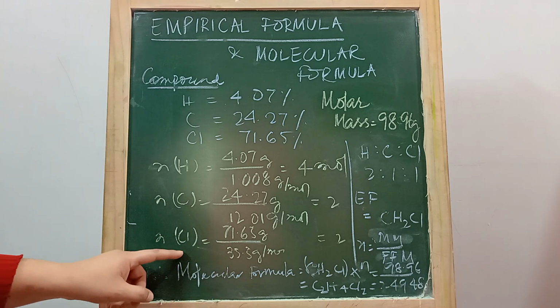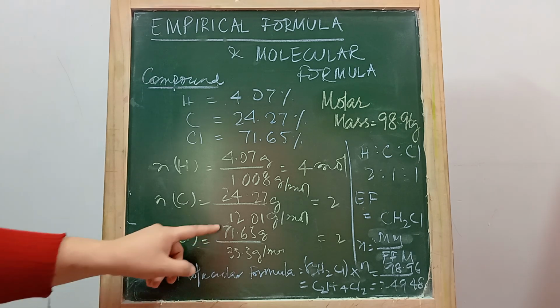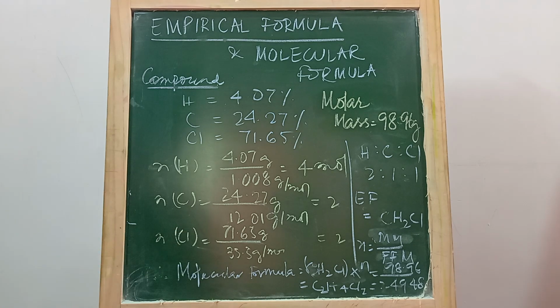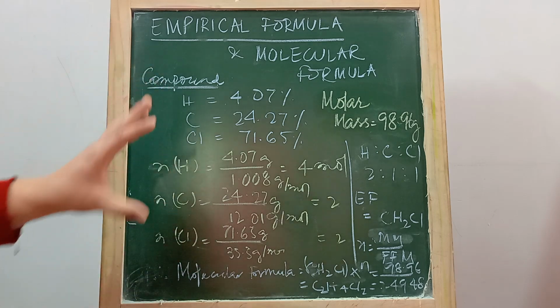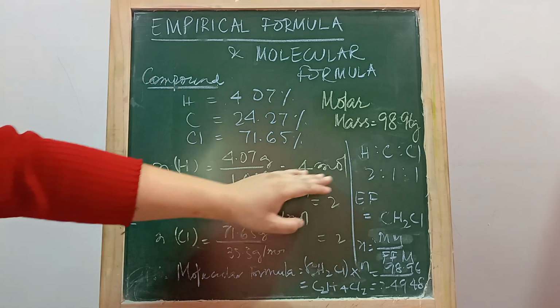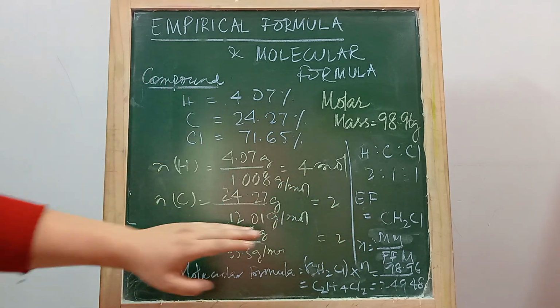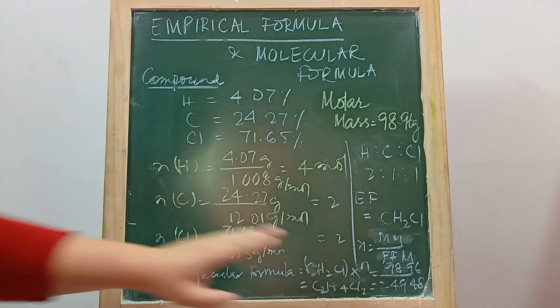Similarly, the number of moles of chlorine is 71 divided by 35.5. So it also comes around to 2. So what we are finding is that in 100 gram of the compound, there will be 4 mole of hydrogen atoms, 2 moles of carbon atoms, and 2 moles of chlorine atoms.